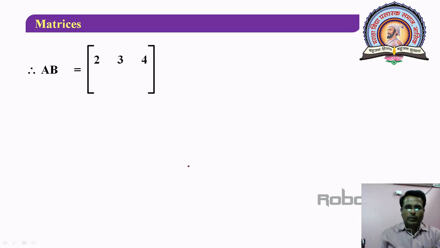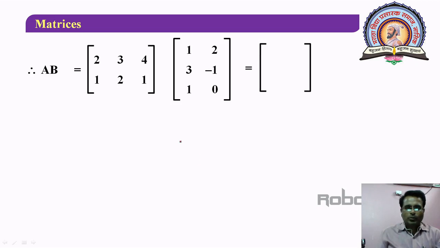So your first matrix is 2 3 4 1 2 1 and the second matrix is 1 2 3 minus 1 and 1 0. Now we have to consider the multiplication of these two matrices. We have just seen that it is a matrix of order 2 by 2, so we call the elements A11, A12, A21 and A22. Now see how this element takes place.